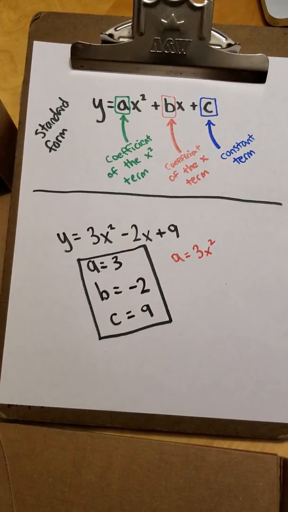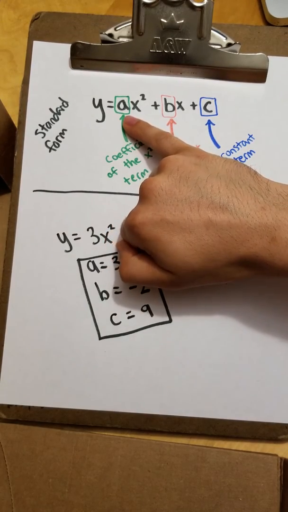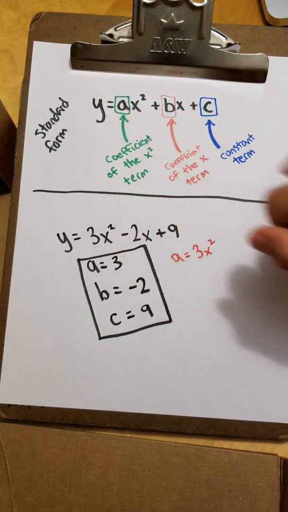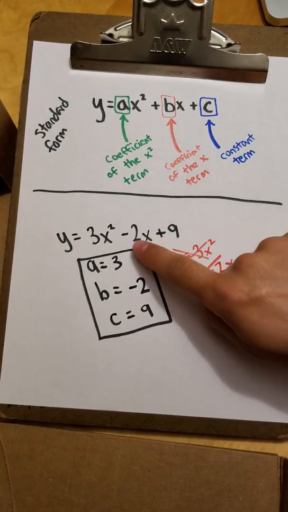A common mistake is to say that a equals 3x squared. This is not correct because a is only the coefficient of the x squared term. It's not the whole x squared term. And so it would be common to see b equals negative 2x, which is wrong because b is only the coefficient of the x term. It's the number in front of the x.